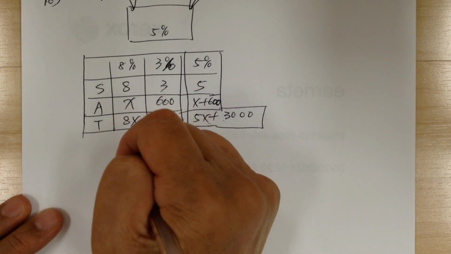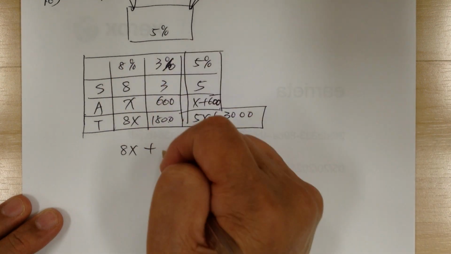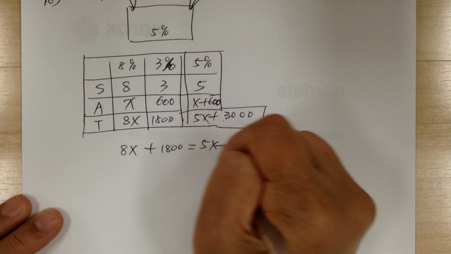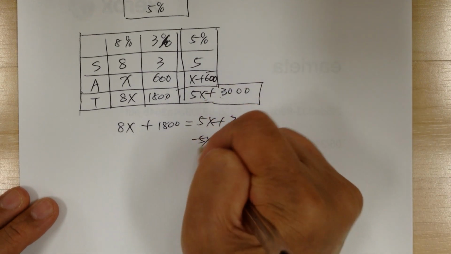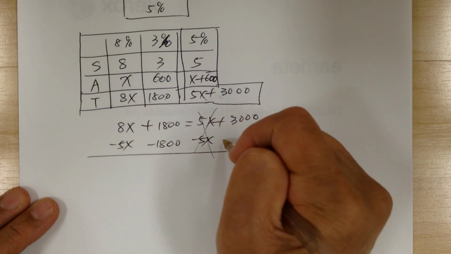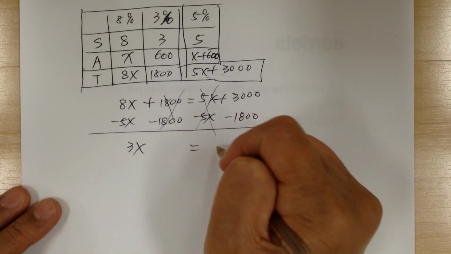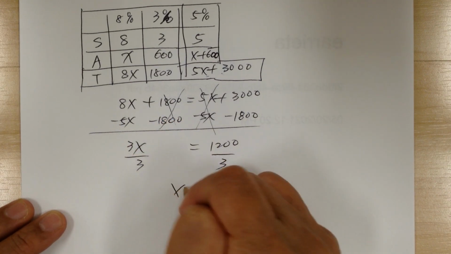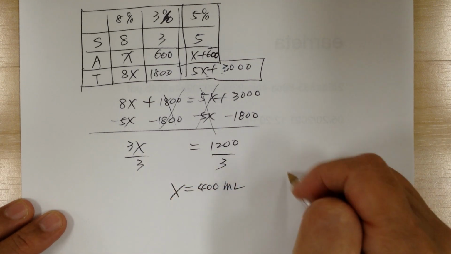Okay, and so here's your equation. You got 8x, the chemical in this solution. When you add together, this would be the chemical in this solution, equal to the chemical in the mixed solution. To solve, I'm going to minus the 5x on both sides, so this will cancel out. And I'm going to minus 1800 from both sides, so this will cancel out. So I get 3x equal to 1200. Divide by 3 on both sides, so x equal to 400 milliliters. And this will be answer C.